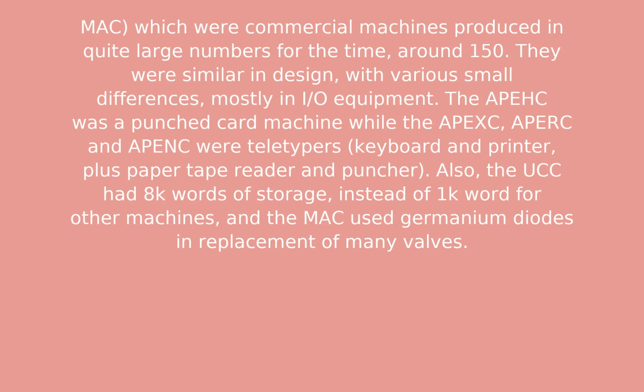Around 150. They were similar in design, with various small differences, mostly in I/O equipment. The APEHC was a punched card machine while the APEXC, APERC and APENC were teletypers. Also, the UCC had 8K words of storage, instead of 1K words for other machines, and the MAC used germanium diodes in replacement of many valves.